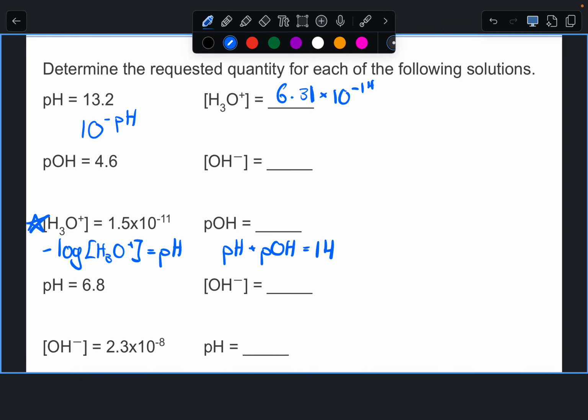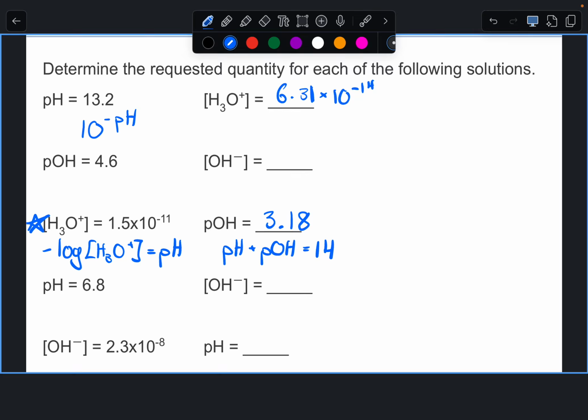But then I need to subtract that from 14 because 10.82 plus the pOH equals 14, and they're asking for pOH. So that's 3.18. Yeah. That's the other thing. You can do that in your head a lot too. So it just makes it easier for me.